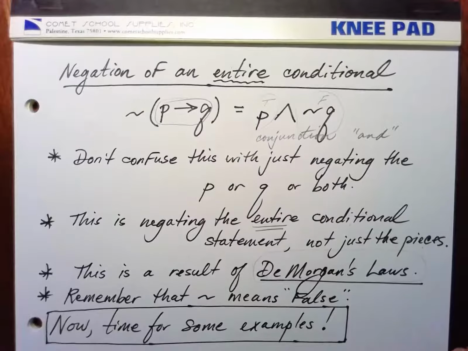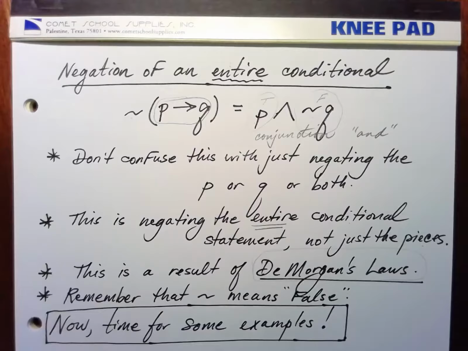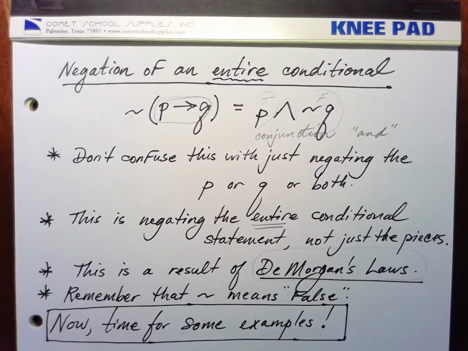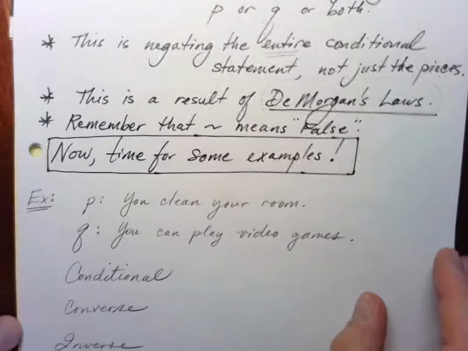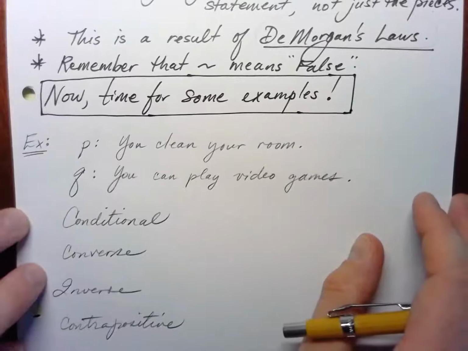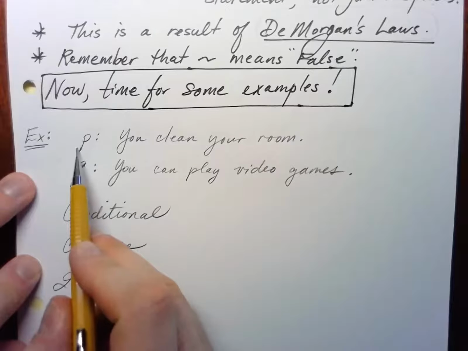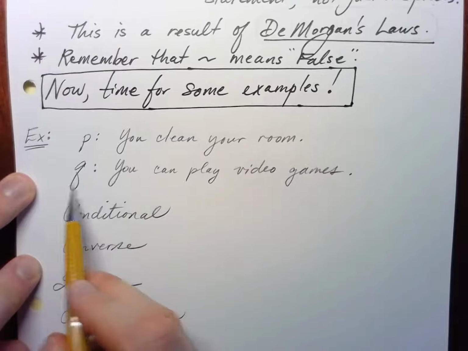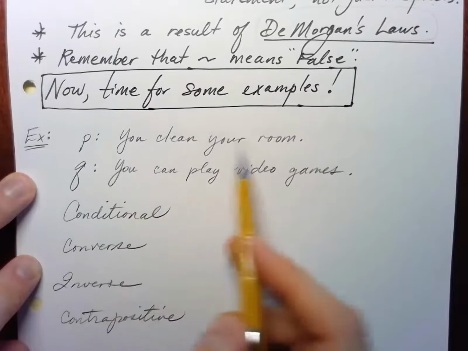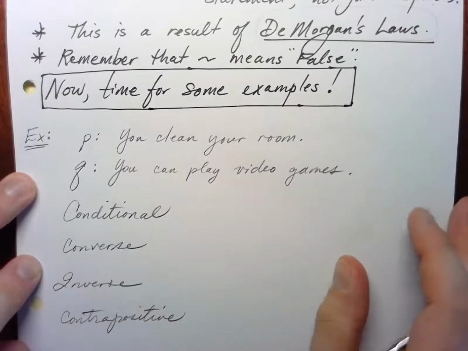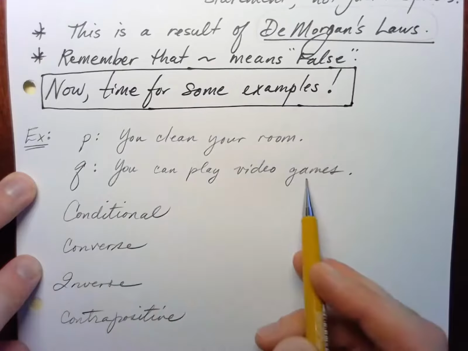So now time for some examples. I want to do some math examples and some non-math examples because I think that it's good for demonstrating how these actually work. So let's start with a non-math example. Let's say that statement P is you clean your room, and statement Q is you can play video games. Now I hope you all see the connection here. Usually if you clean your room, then you can play video games, right? Because you have to clean your room before you're allowed to play video games.